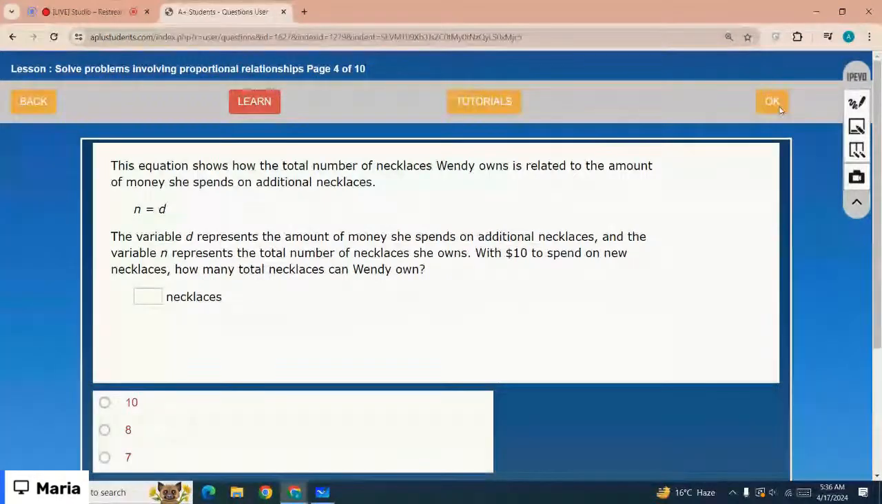This equation shows the total number of necklaces Wendy owns is related to the amount of money she spends on the additional necklaces. N equals D. The variable D represents the amount of money she spent on additional necklaces, and the variable N represents the total amount of necklaces she owns. With $10 to spend on new necklaces, how many total necklaces can Wendy own? Which is the correct option?